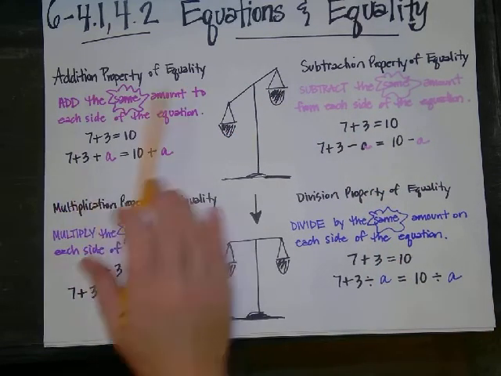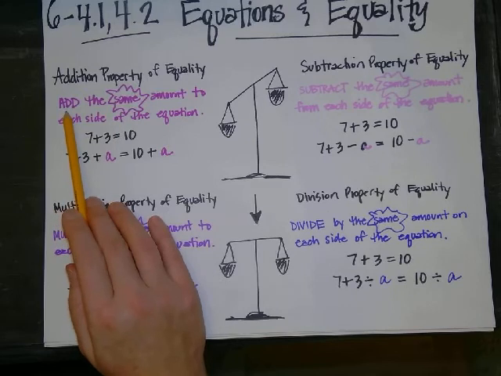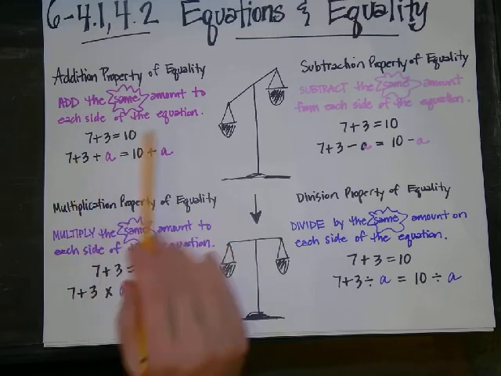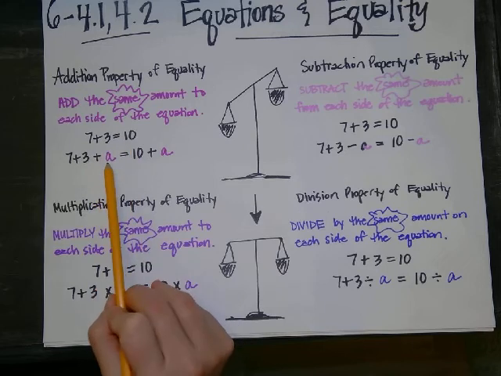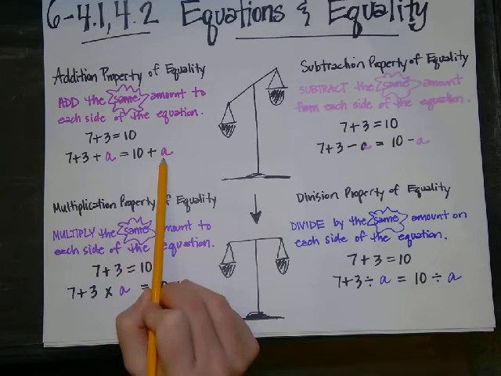So the addition property of equality says that we're going to add the same amount to each side of the equation. So if we have an equation like 7 plus 3 equals 10, and we decide to add some amount, we're going to call that amount A. Well, if we add it over here, then we have to make sure we add it over here as well.